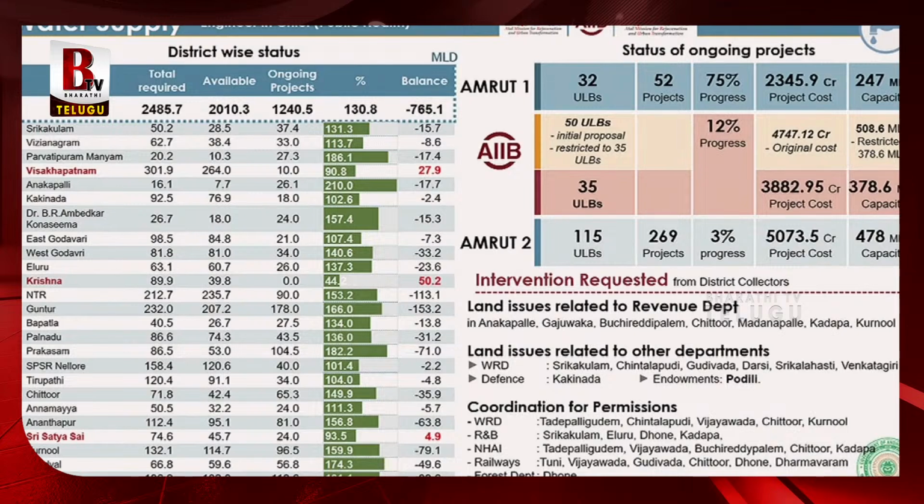If you can really pitch in and help us sort out these issues, we'll be able to take the projects forward as per the stipulated timeline. And then coordination for getting permissions from other departments: irrigation in case of Tadepalligudam, Chintalapudi, Vijayawada, Chitturu, Karnoolu, sir, and R&B permissions in case of Srikakulam, Yeluru, Ongole, and Kadapa, national highways in case of Tadepalligudam, Vijayawada, Buchirettipalem, and railways and the forest department is also depicted on the slide, sir.